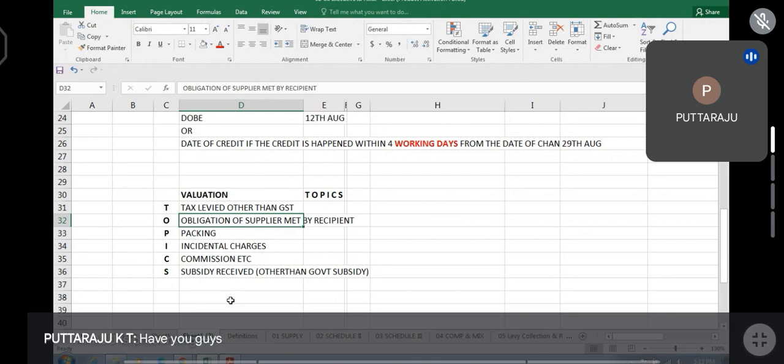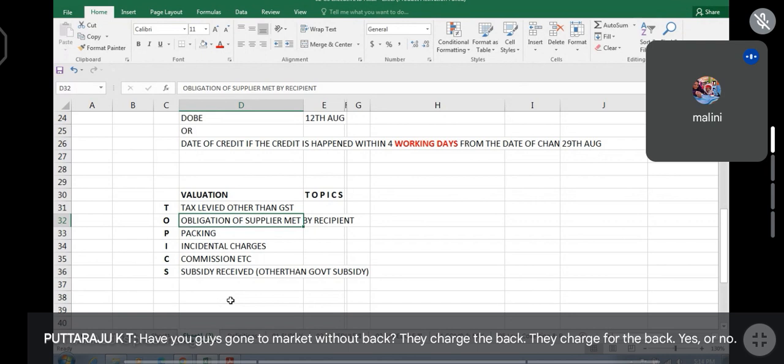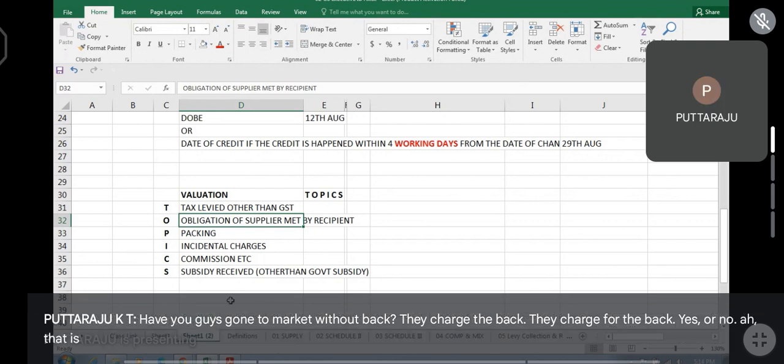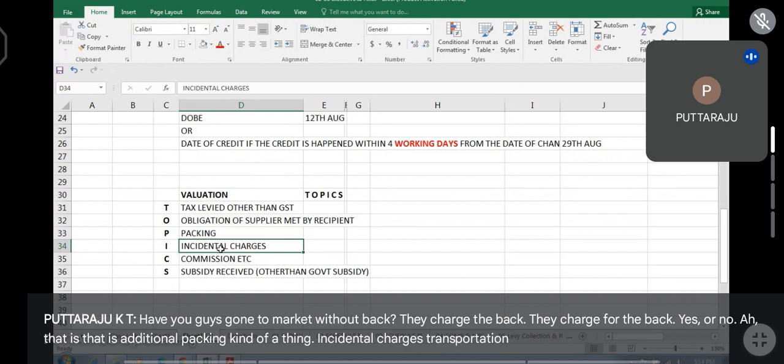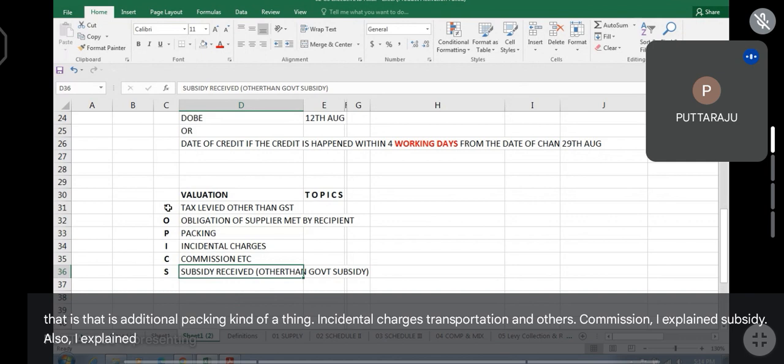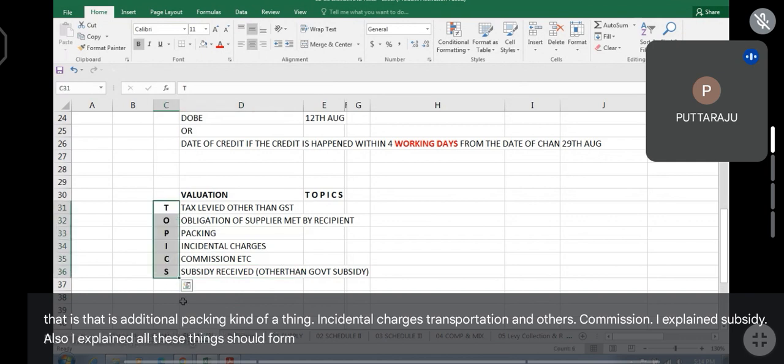Have you guys gone to market without a bag? They charge for the bags. Yes or no? Yes, sir. That is additional packing kind of a thing. Incidental charges, transportation and others. Commission I explained. Subsidy also I explained. All these things should form part of your main value of supply.